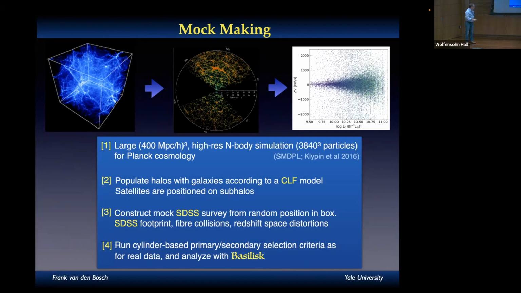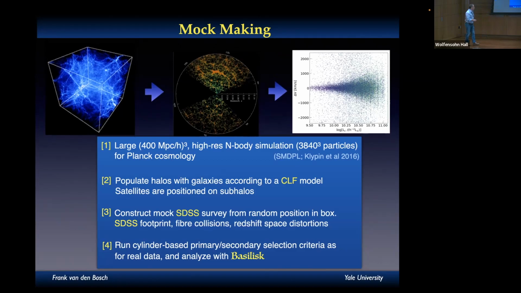Then we construct a mock survey by putting a random observer somewhere in that box. And we let her make a survey. And we take everything we can think of into account: the Sloan footprint, fiber collisions. For those of you who know what that is, it's really nasty stuff. Redshift space distortions. And we make basically a mock redshift survey. And then we run our cylinders over it to find primaries and secondaries. The nice thing in the mock is we know which of my primaries are actually centrals and which of my secondaries are actually satellites.